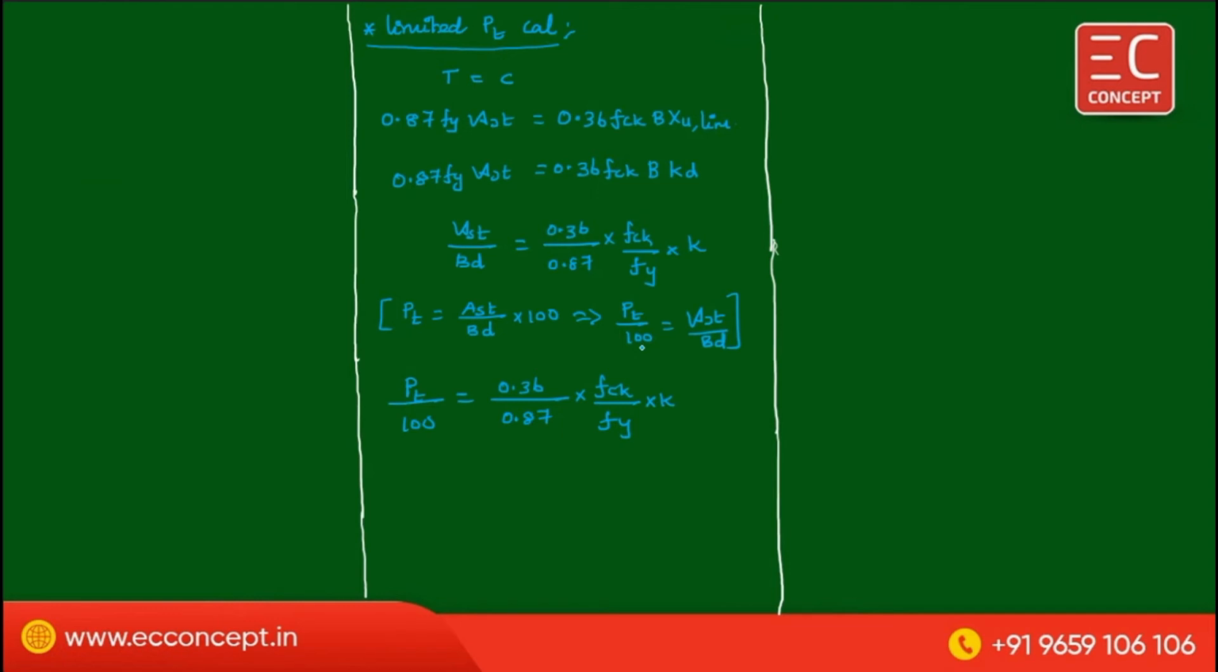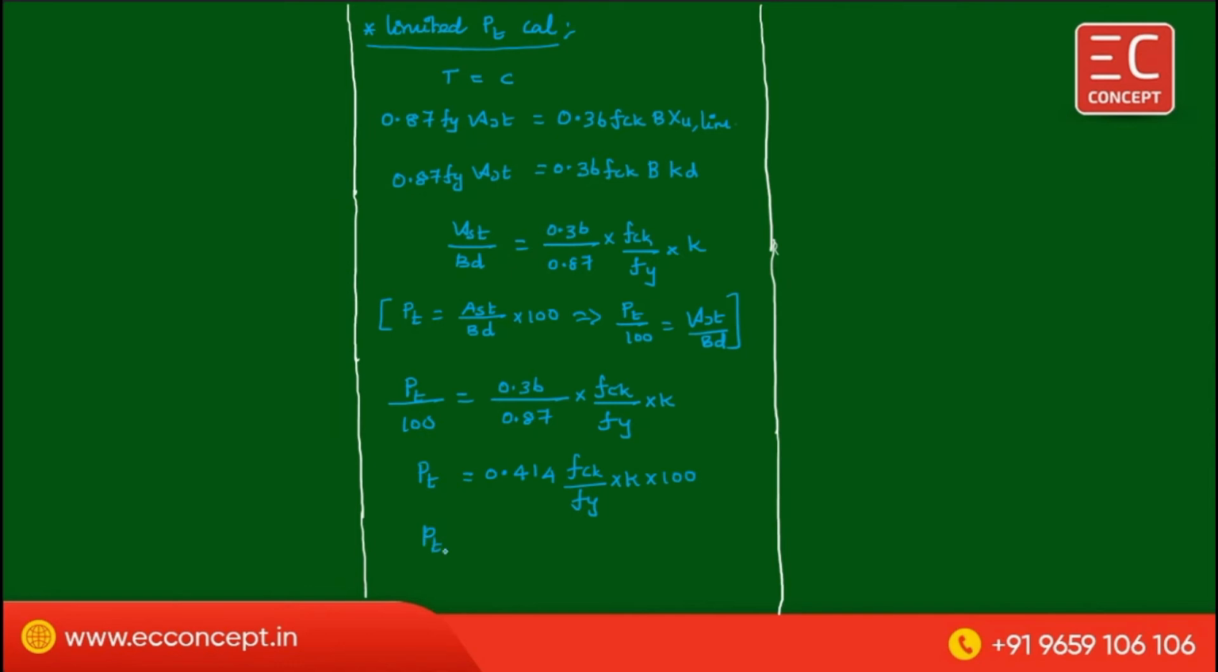Now we can say 0.36 divided by 0.87 is equal to 41 point something, so it is equal to 0.4137. So I can write this as 0.414 FCK divided by FY into K into 100 is equal to PT.